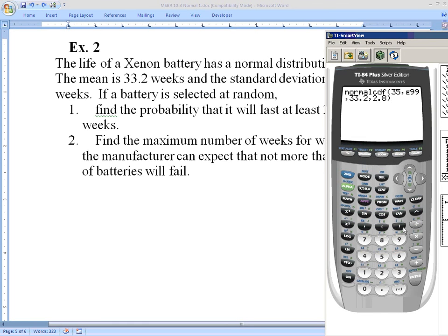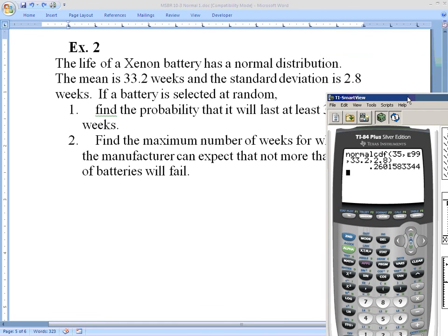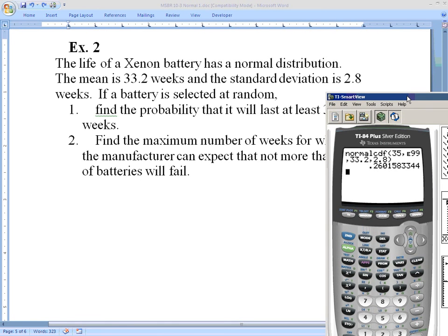Close our parentheses. And, less than I expected. Making sure I did that right. Yep, 35, 33.2, 2.8. Looks good. Okay. So 26.0% would be our answer on that one.